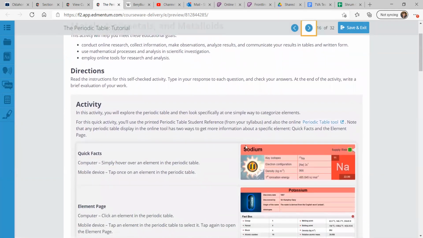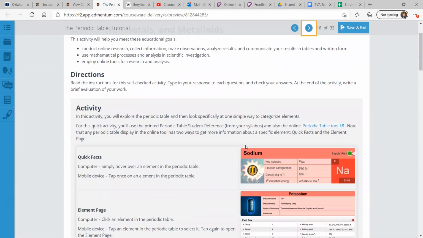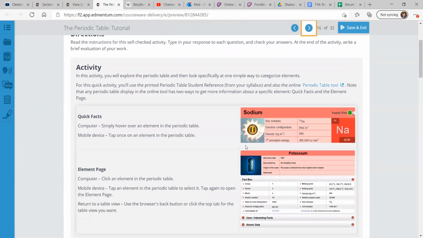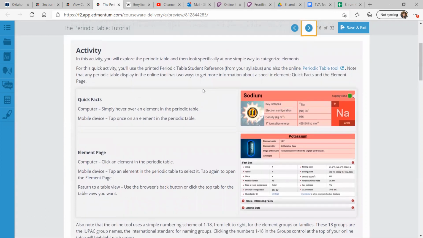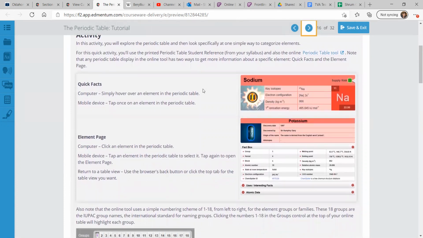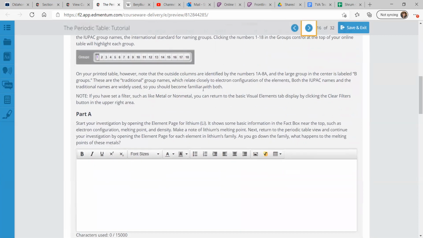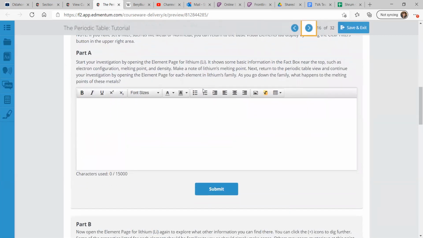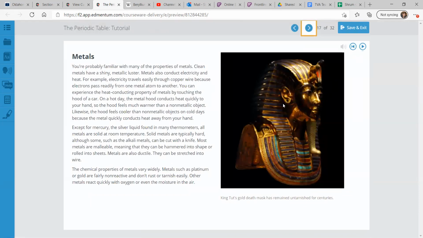So we have an activity, and it explores the periodic table and looks specifically at one simple way to categorize elements. For now, we'll skip that and then just talk about the metals, the nonmetals, and metalloids.